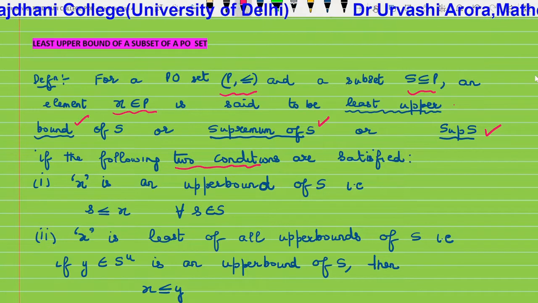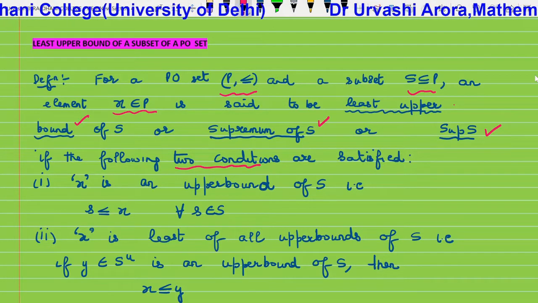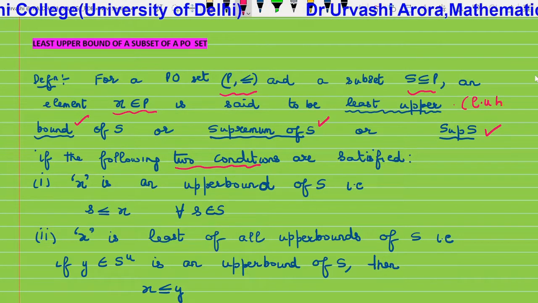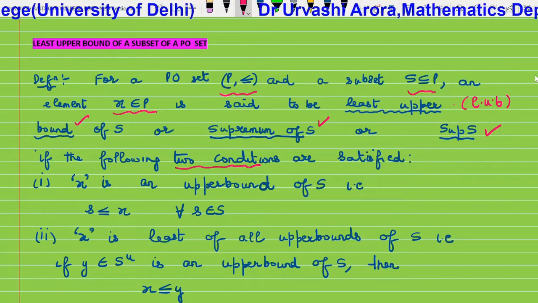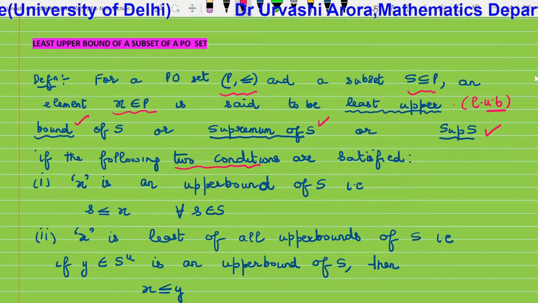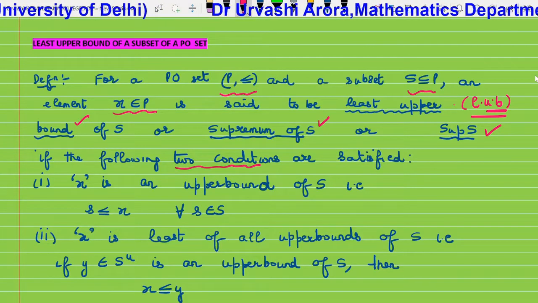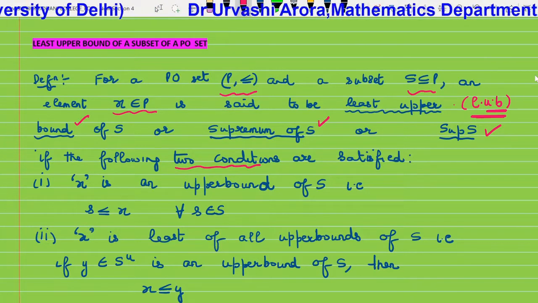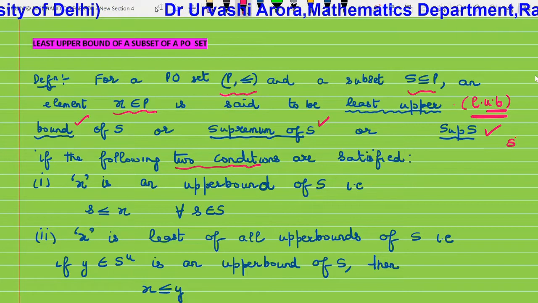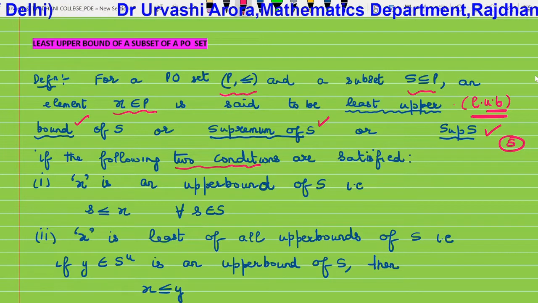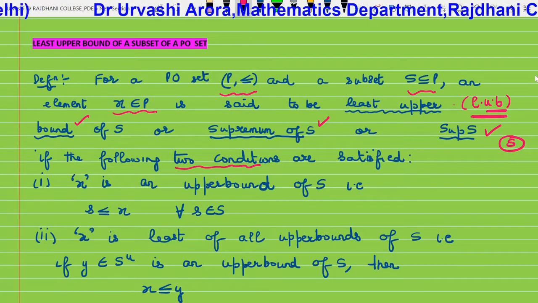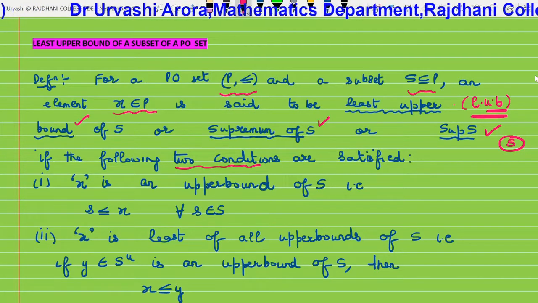Now X will be the least upper bound, in short LUB, if the two conditions are like this: X must be an upper bound and X must be least of all upper bounds. That is, if there is any other upper bound of S, then X must be smaller than that. So these are the two conditions.